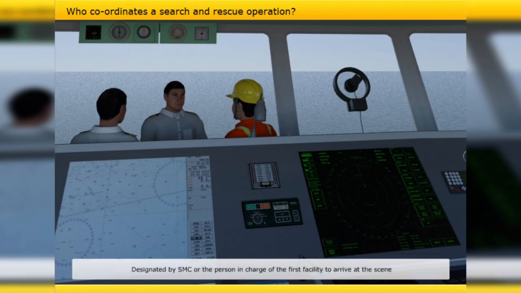The person in charge of the first facility to arrive at the scene usually assumes the role of on-scene coordinator until the SMC arranges for that person to be relieved.